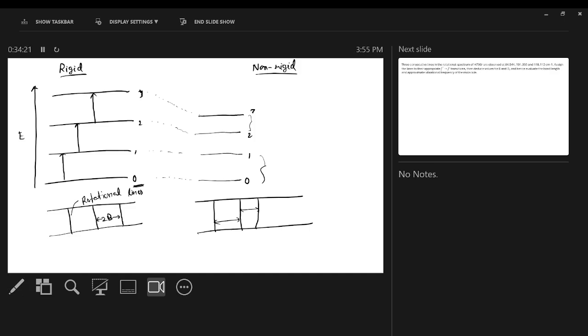So because of the centrifugal distortion, the energy difference between two energy levels will keep on decreasing. Okay, and this decrease will increase with increase in J quantum number. As a result, what will happen? The separation between rotational energy levels, rotational lines, is no longer 2B.